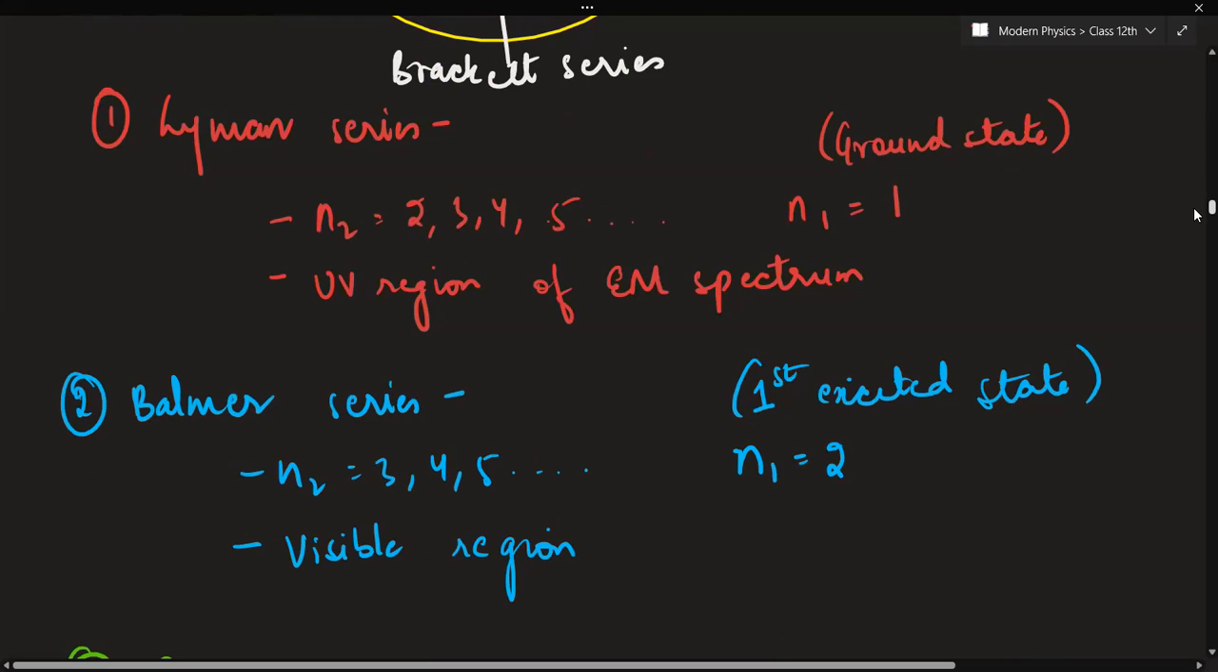This one, class, first excited state. It means in Balmer series, electron jumps from any higher level back to the second orbit, or you can say to the first excited state. Both are valid for us.